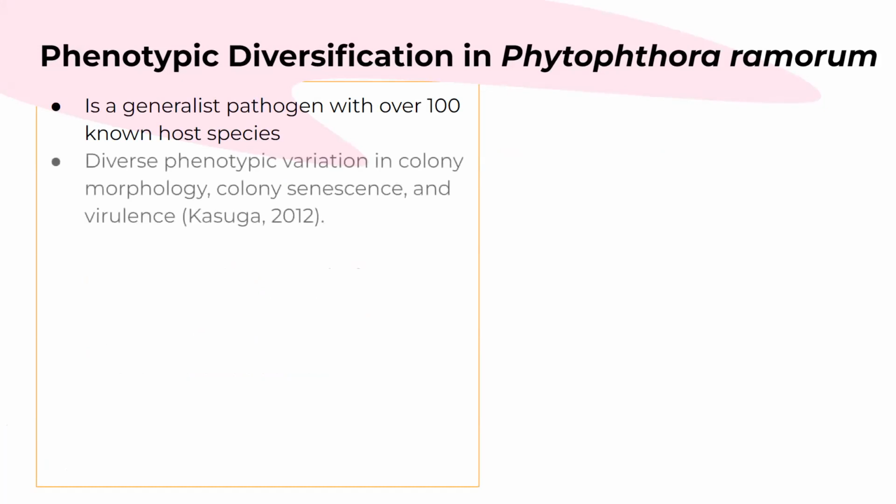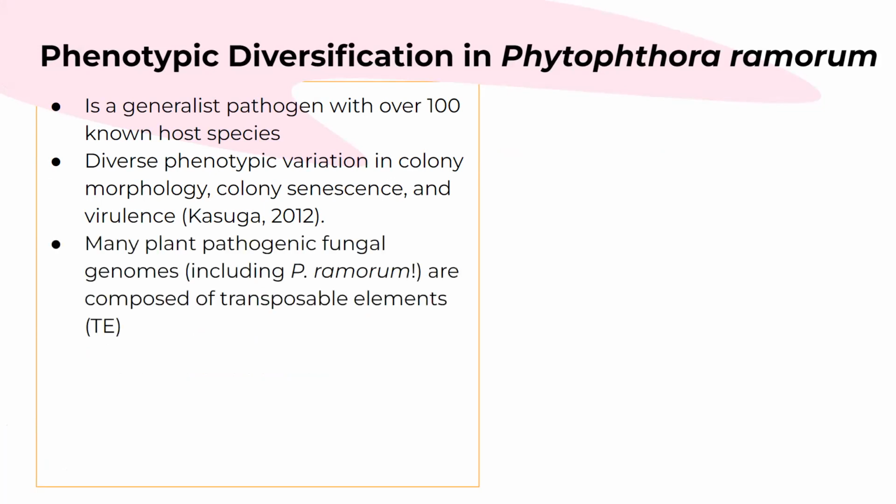The reason why this pathogen is able to have so many different hosts is due to its diverse phenotypic variation, which results in varying degrees of colony morphology, senescence, and virulence. Studies have shown that this is in large part due to the fact that many plant pathogenic genomes, such as P. ramorum, are composed of transposable elements. Transposable elements are sequences of DNA that are capable of changing their position within a genome.